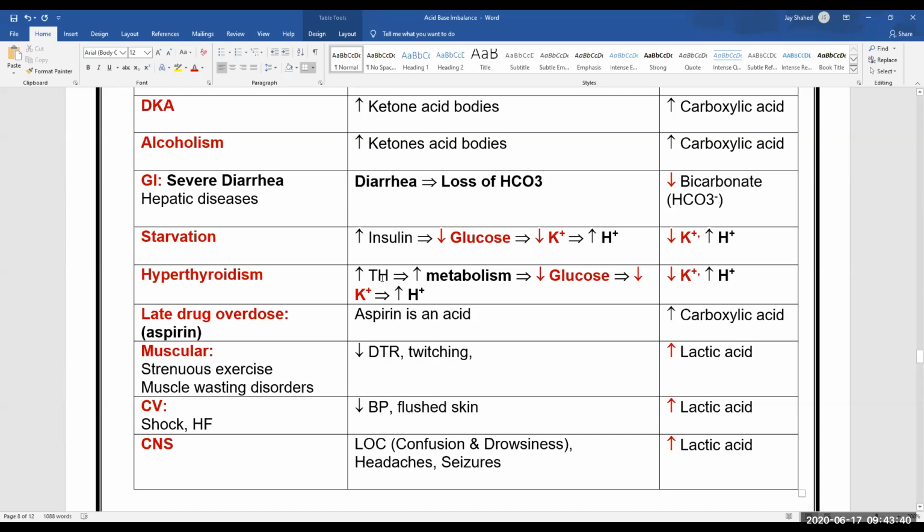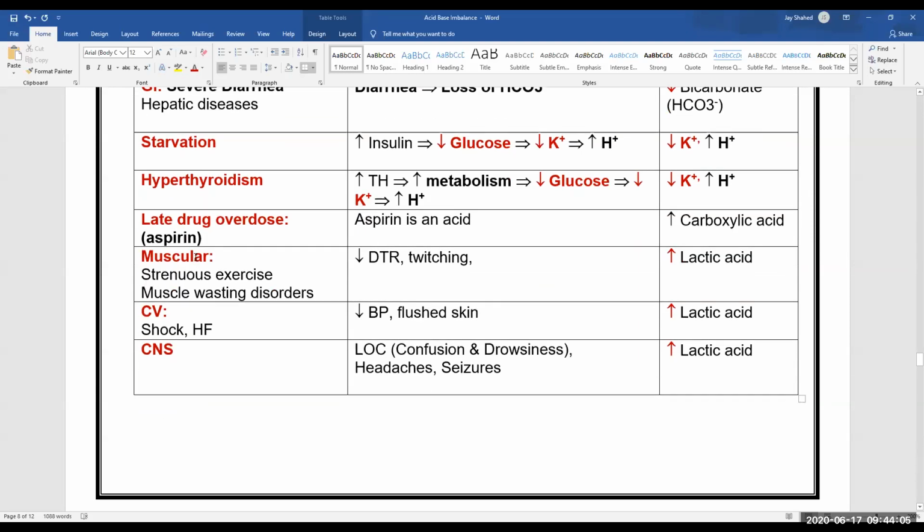Hyperthyroidism, increased thyroid, you increase the metabolism. When you increase the metabolism, you use a lot of sugar, so you have less sugar, you have less potassium, you have increase in hydrogen, so acidosis again. Aspirin, later on we said late drug overdose. After that, you become acidotic because of the carboxylic acid that the aspirin has.